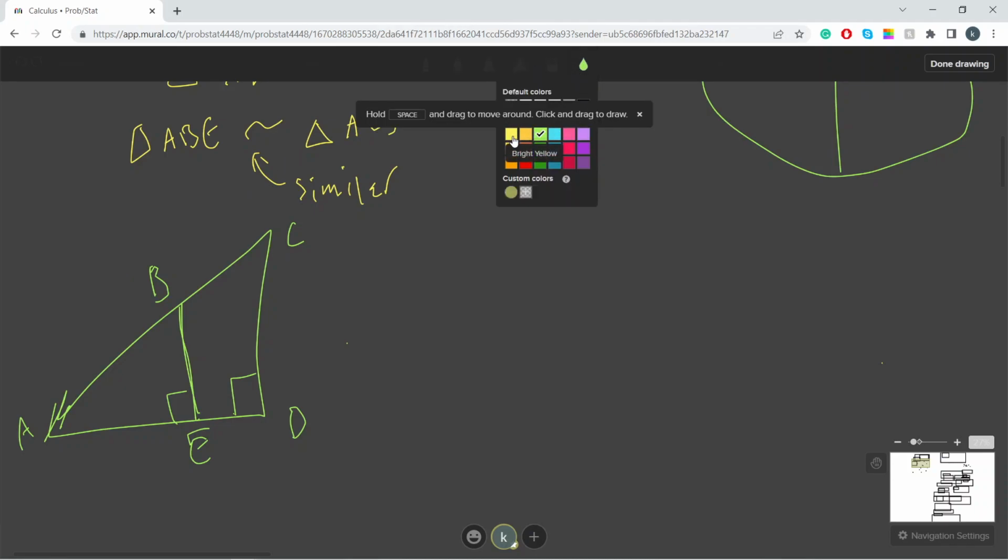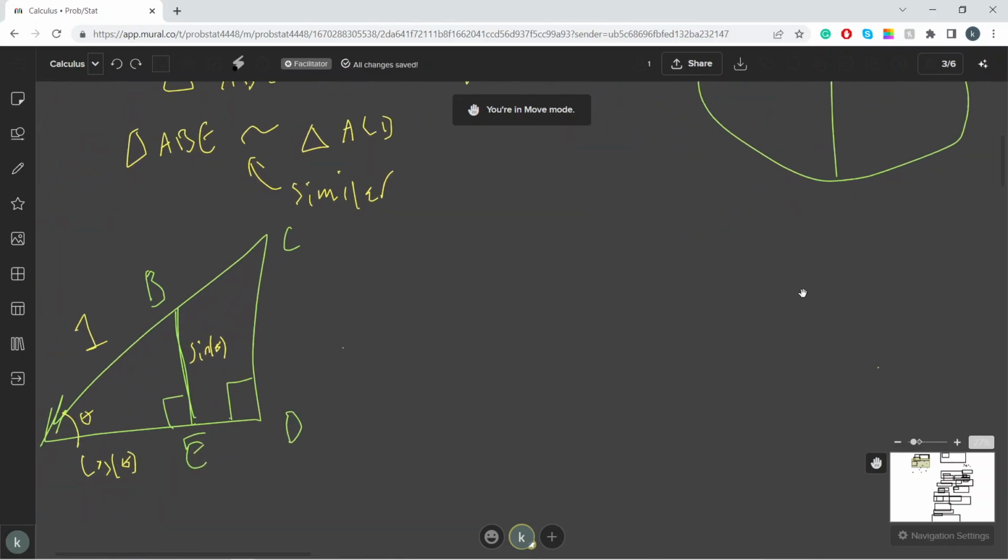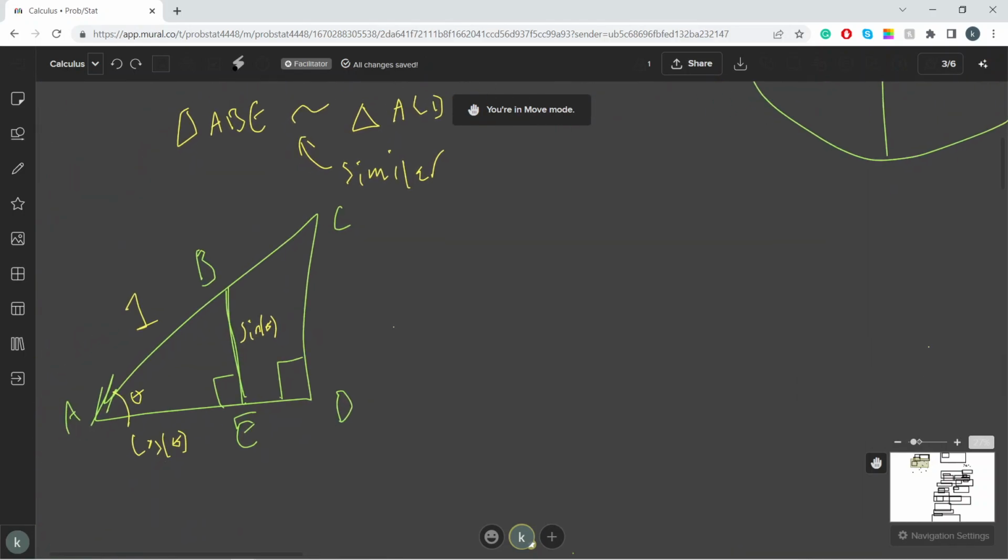Well, we know that this side length has to be 1, and we know that this angle is theta, right? So what does this tell us? Well, in the unit circle, this point here corresponds to cosine theta comma sine theta. So this side is going to be cosine theta, and this is going to be sine theta.